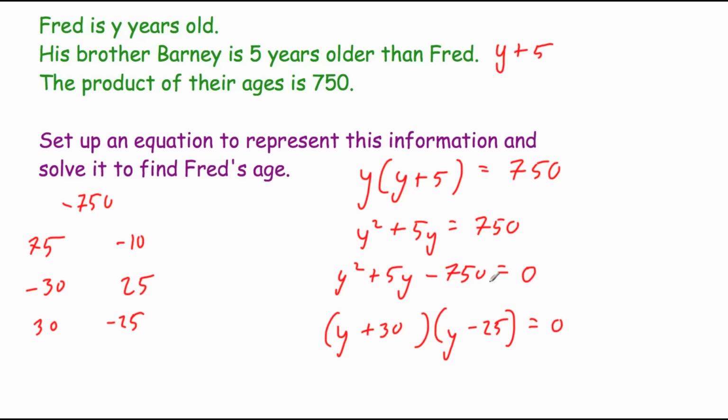Now we want to solve the equation, so we're going to then solve this. So the answers would be y equals minus 30, because minus 30 and 30 would add together to give us 0, or y would be 25. So that means our possible answers are y equals minus 30 or y equals 25. Now in this case, it's Fred's age. Now Fred can't be minus 30 years old, so that can't work. So Fred would have to be 25. So the question said find Fred's age. So we've got y is equal to 25 and Fred is y. So Fred is 25 years old, and that's it.